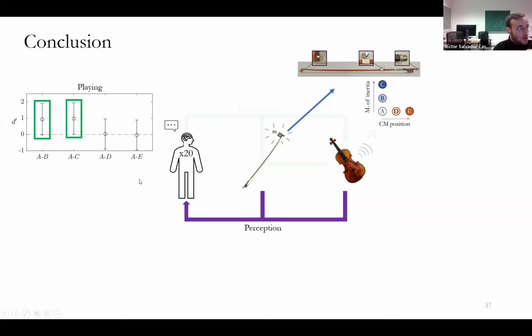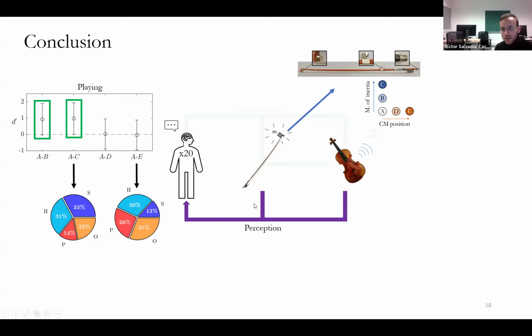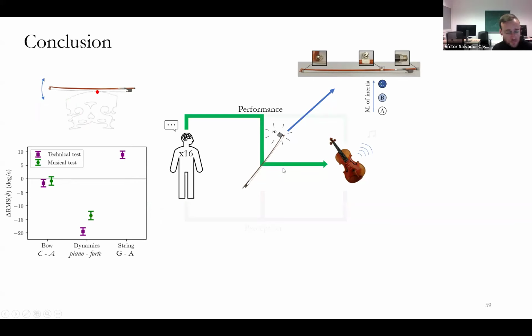But when playing, on the other side, we are able to say that there is a significant discrimination of these variations. So the violinist is able to detect, they are sensitive to variation of this parameter, the moment of inertia, and they actually verbalize it differently than the variations in the center of mass position. So this inspired the following experiment that we performed with another set of musicians.